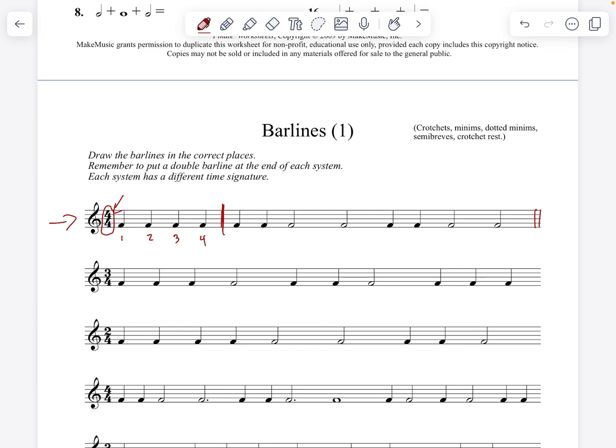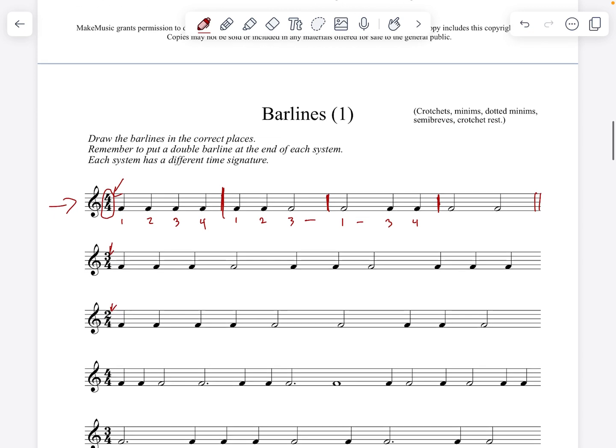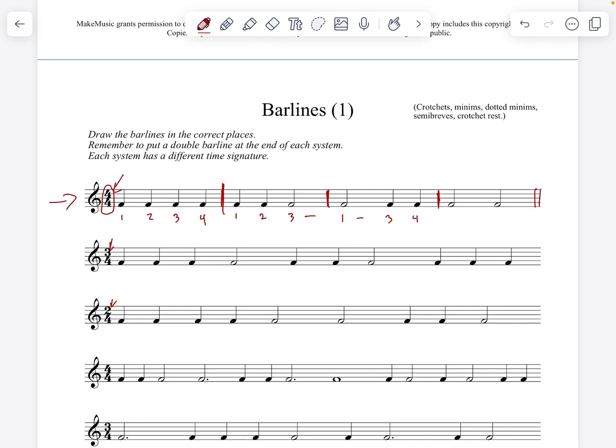And that's where my first bar line is, right when you get to the end of beat 4. Then we start the next measure. 1, 2, 3, dash. That's another bar. 1, dash, 3, 4. Another bar, etc., etc. So this one would have 4 measures. Really, really important that you check the time signature. That will change how many beats can fit in the measure. The top number, remember, tells you how many beats are in each measure.